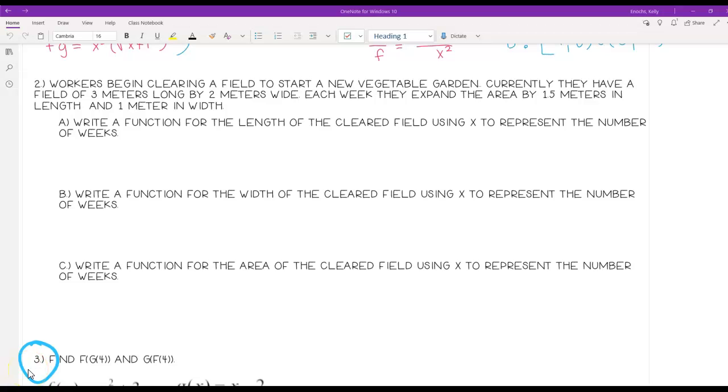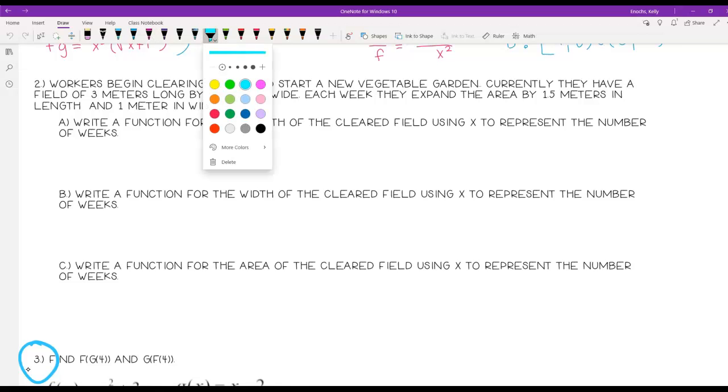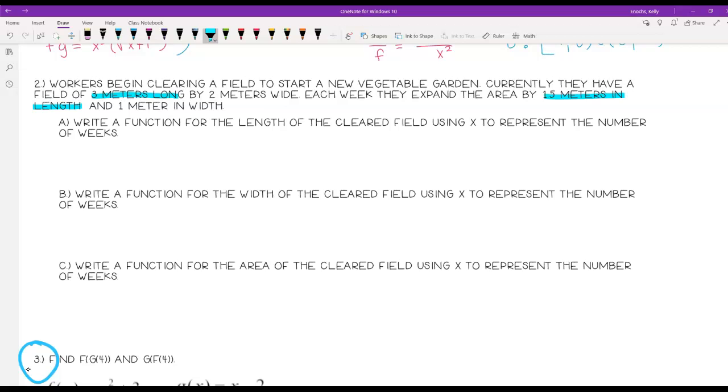Okay, let's talk about these two word problems for combining functions. So this first one talks about a field, and we're going to talk about the area of the field eventually. But first, they want us to write two functions, one for the length and one for the width. So the first thing I'm going to do is go through and color code all my measurements so I have those right. So 3 meters long and 1.5 meters in length per week.